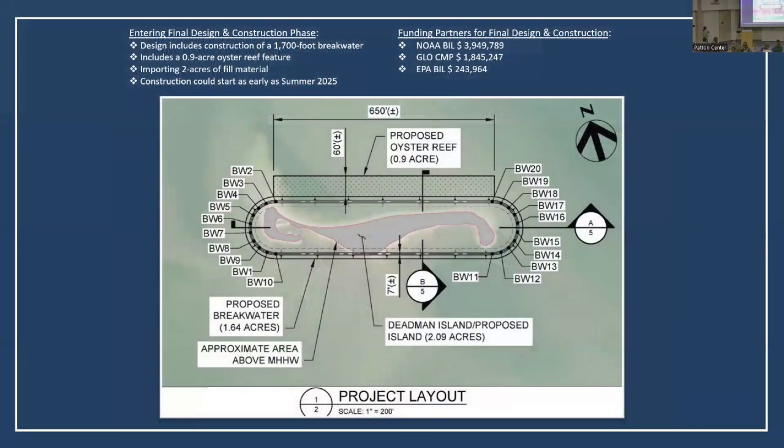So this is the project layout. We plan to construct a breakwater completely around the island. It's a 1,700 linear foot breakwater. We're also putting in 2 acres of fill material to expand the island, and we're including a 0.9 acre oyster reef feature. We're hoping construction can start in the summer of 2025. Our funding partners for this are NOAA, GLO, and the EPA.